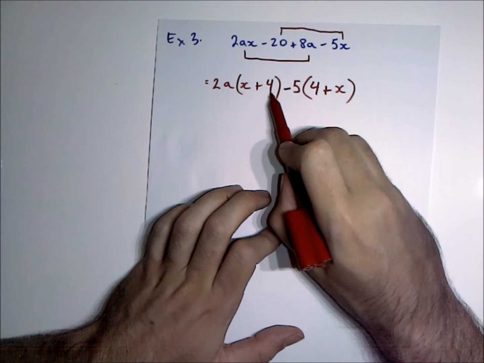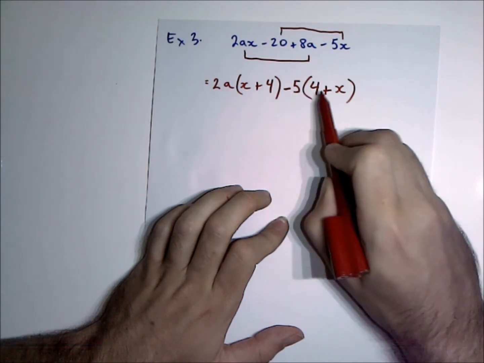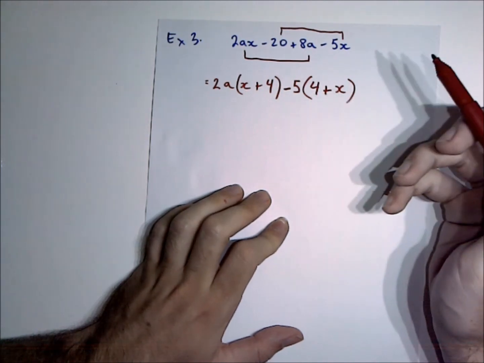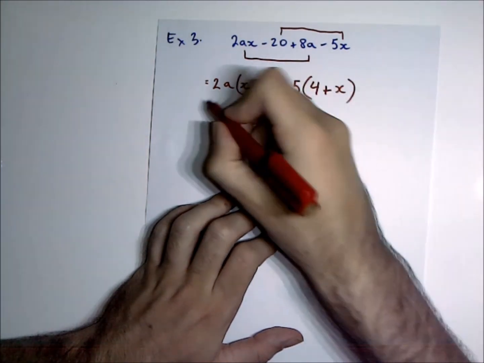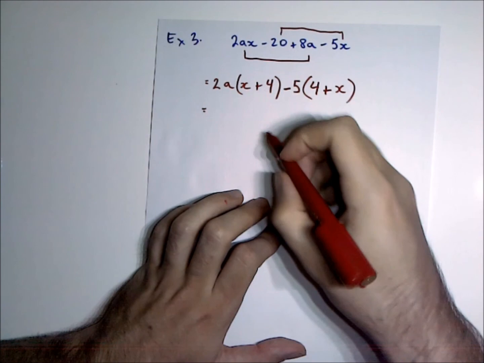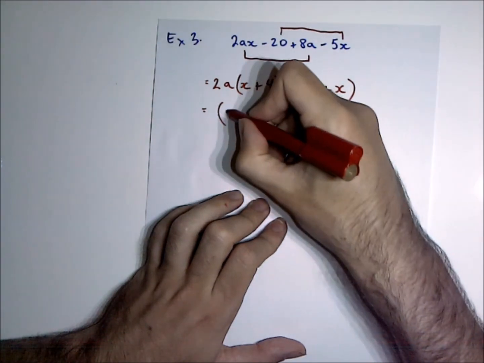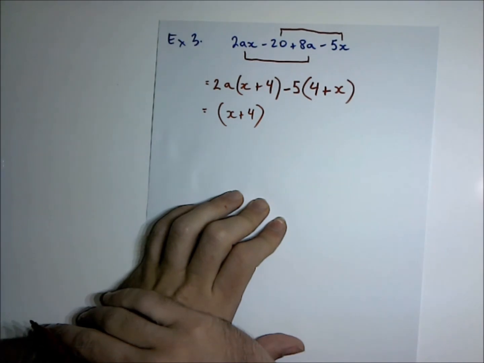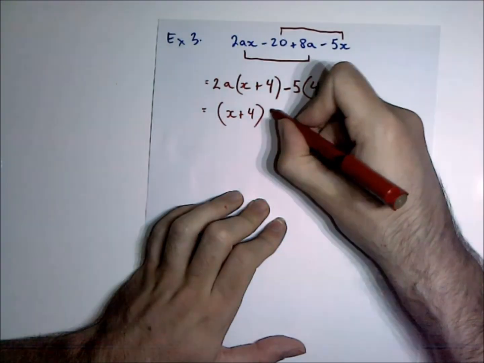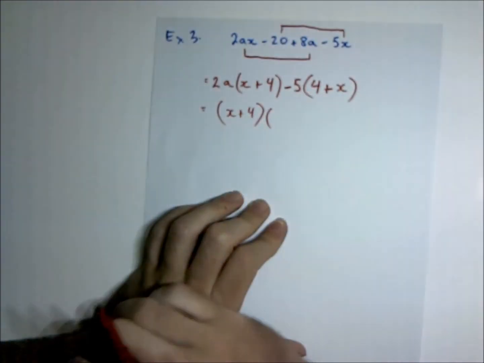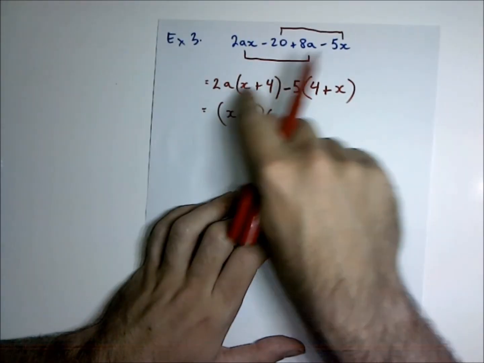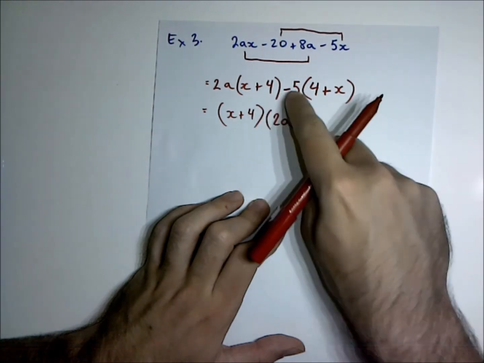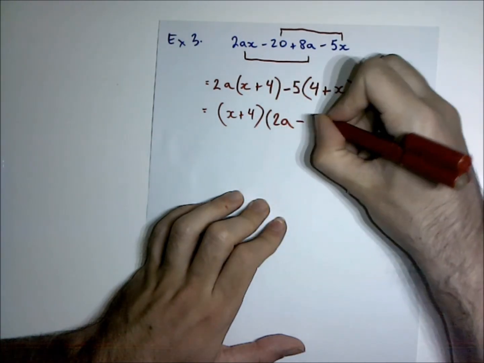Now in this case, your x plus 4 isn't the same way around as your 4 plus x, but x plus 4 is the same as 4 plus x. So what I'm going to do is factorise out the bracket, just like the other questions, and I'm going to write it as x plus 4. If you wanted to write it as 4 plus x, that's okay as well. And in my second bracket, it's everything that's left over once I divide both of these by x plus 4. So once I've taken out the x plus 4, I'm just left with 2a. I've taken the 4 plus x out here, so I'm just left with -5, and we're all done.